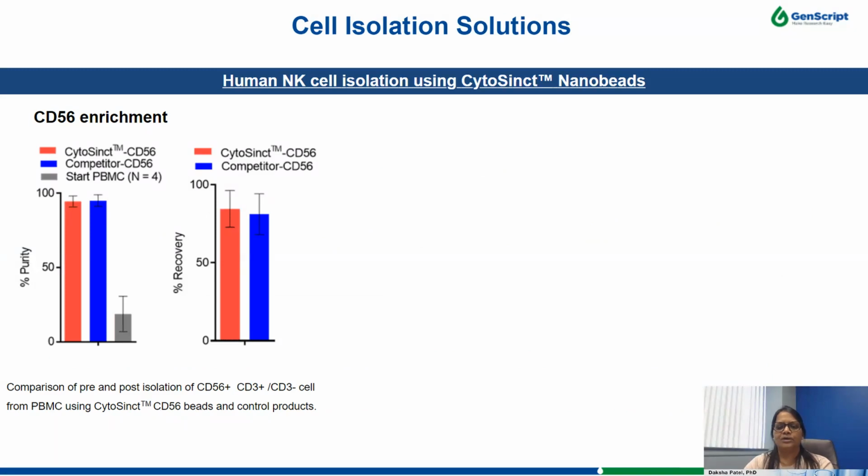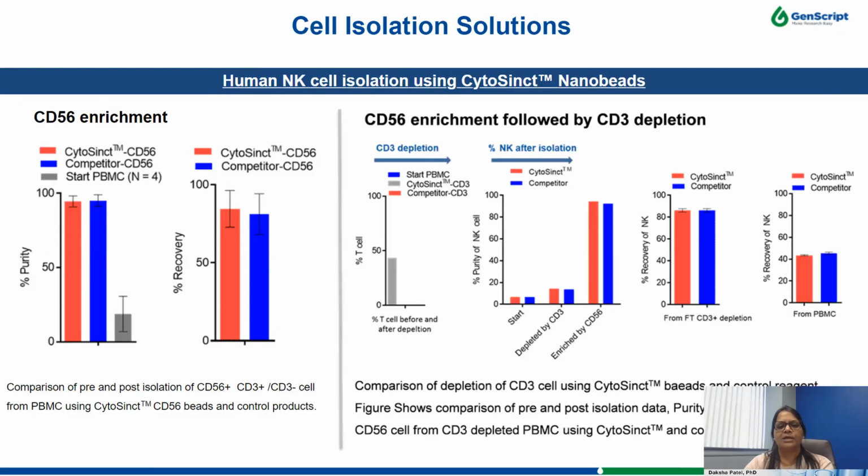NK cell enrichment was carried out by two methods. One is CD56 direct selection without any kind of depletion, and the purity and recovery are represented here, and the control sample and the cytosine CD56 beads perform very well. And then NK cell enrichment was also carried out after CD3 depletion. So overall, all the reagents are performing very well in different applications and on different platforms.